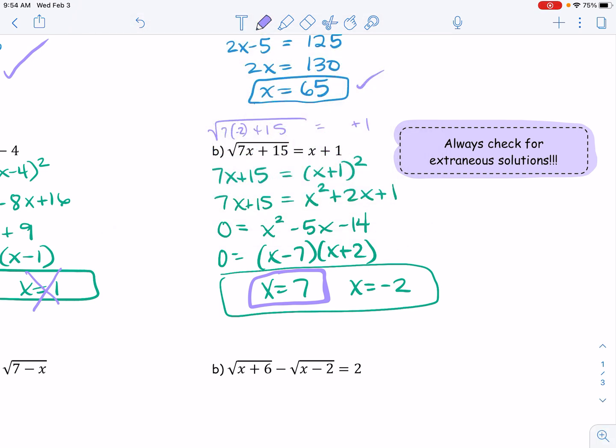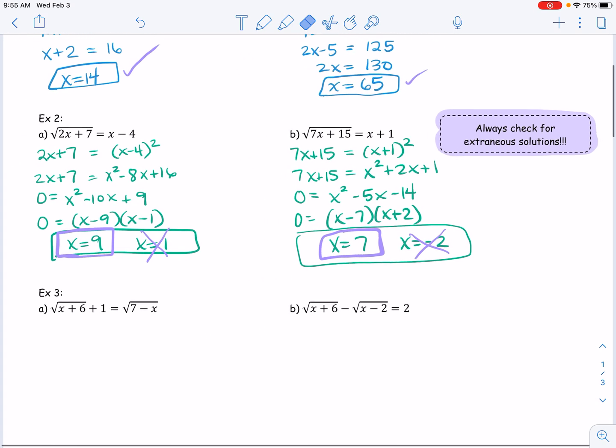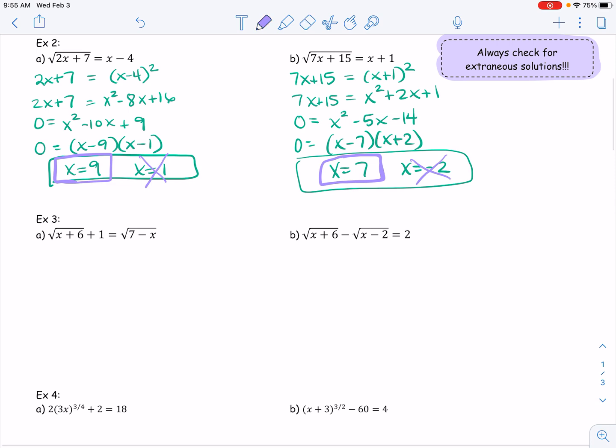It's a negative 2. All right, 7 times negative 2 is negative 14. Negative 14 plus 15 is 1. The square root of 1 is 1. Does that equal negative 2 plus 1? No, because negative 2 plus 1 is actually negative 1. So still an extraneous solution, but closer that time. We want to make sure we're putting in the right x value. All right, let's try this again.